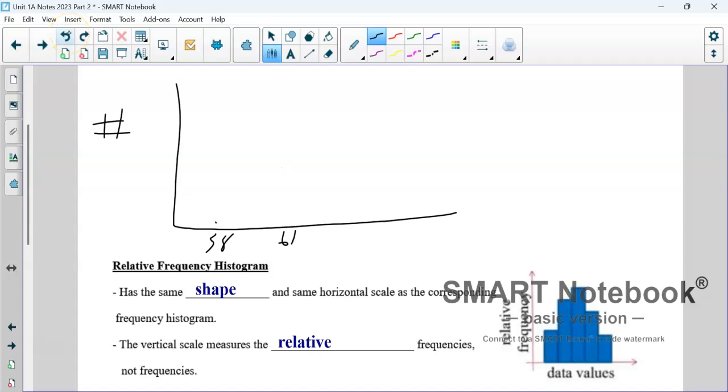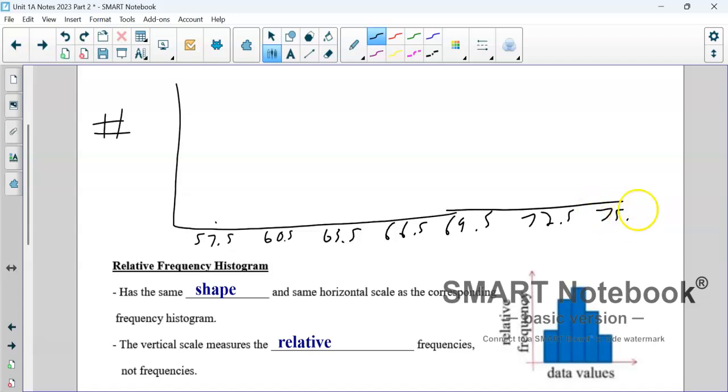So when we label it, a little trick we can do is we can do 57.5, okay, to 60.5. Because remember, we had 58 to 60 as our group, all right? And then 63.5, and then 66.5, 69.5, 72.5, and finally 75.5. And then we just count 1, 2, 3, 4, 5, 6, 7, 8.